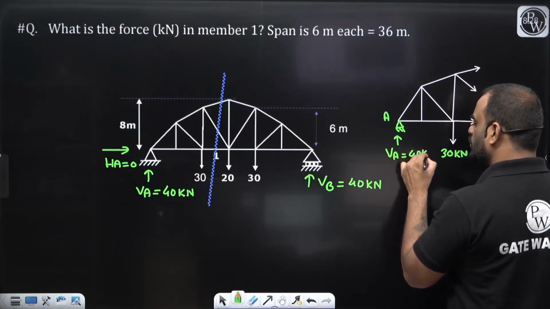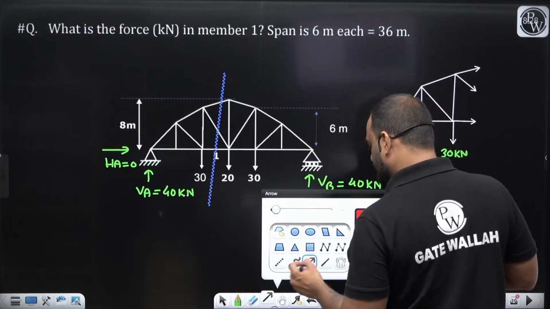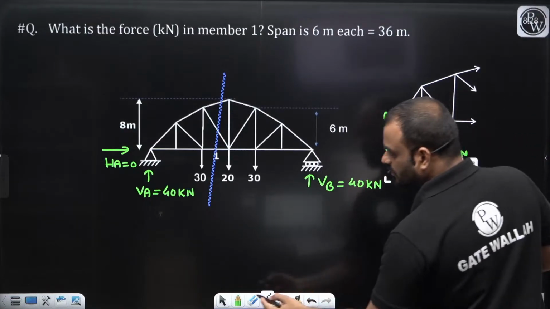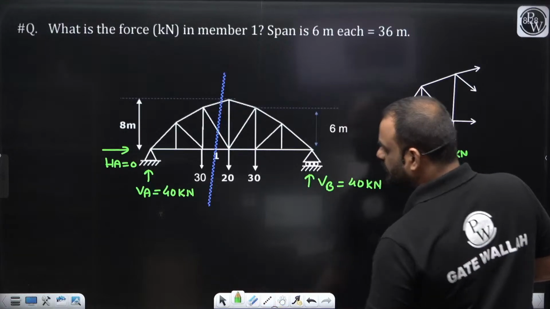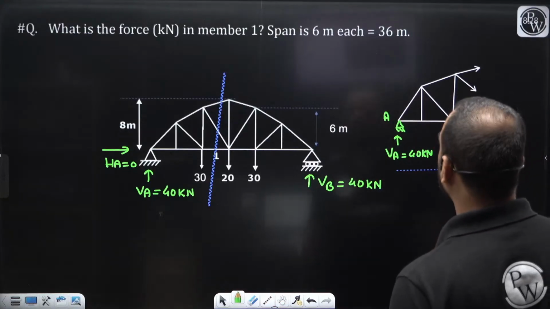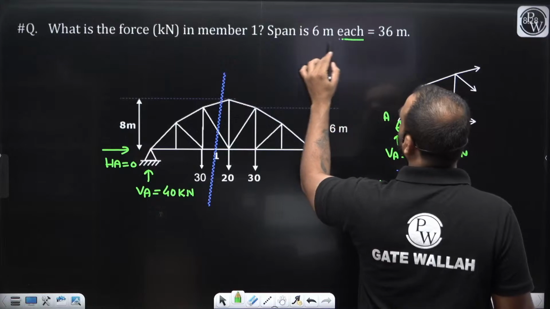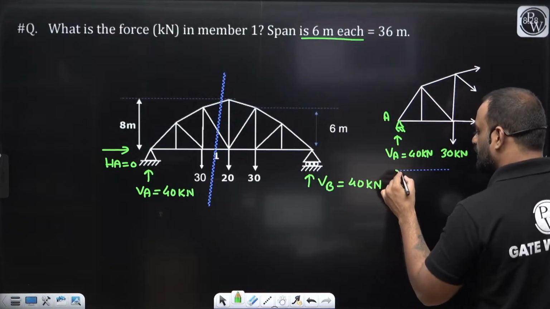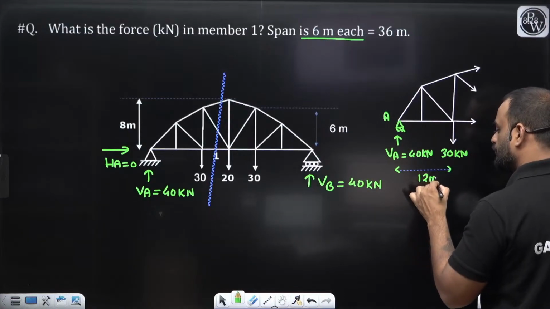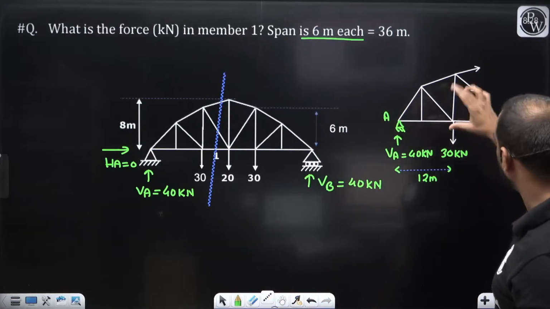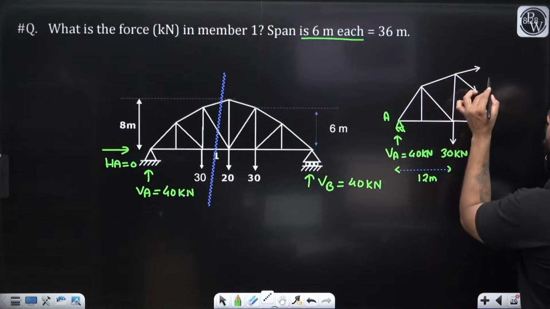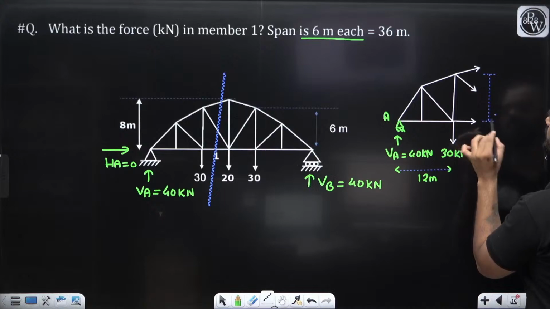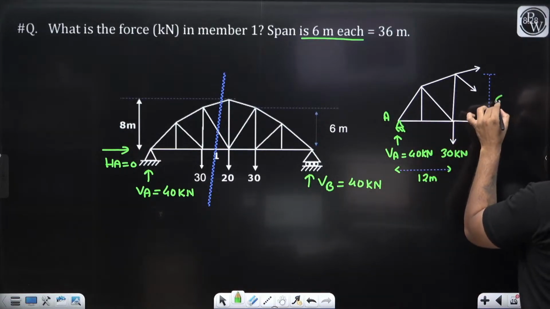Let's consider joint A, and at support A we have VA equal to 40 kilonewton, correct? Now let us mark the distances also. What is this distance? This horizontal distance is not mentioned. How is it possible? Okay, they have given it in the statement: 6 meter for each span. So 6 plus 6, it is 12. So this distance is 12 meter. What about this vertical height? This vertical height is 6 meter.